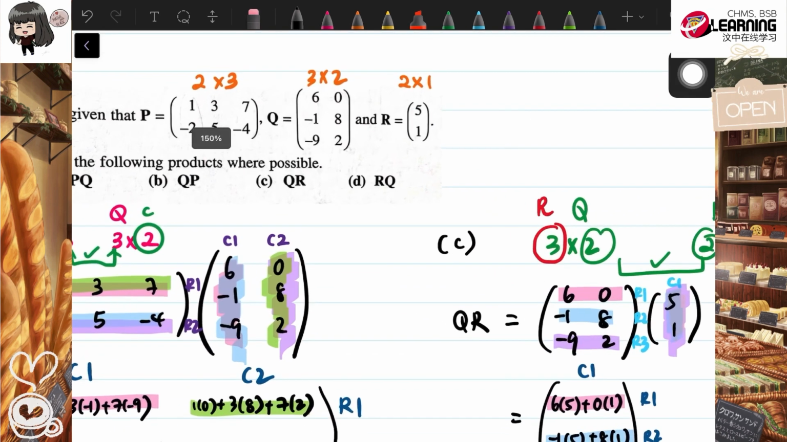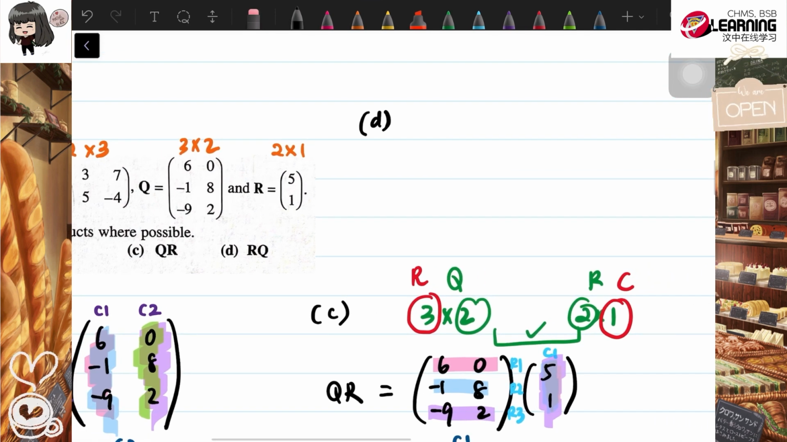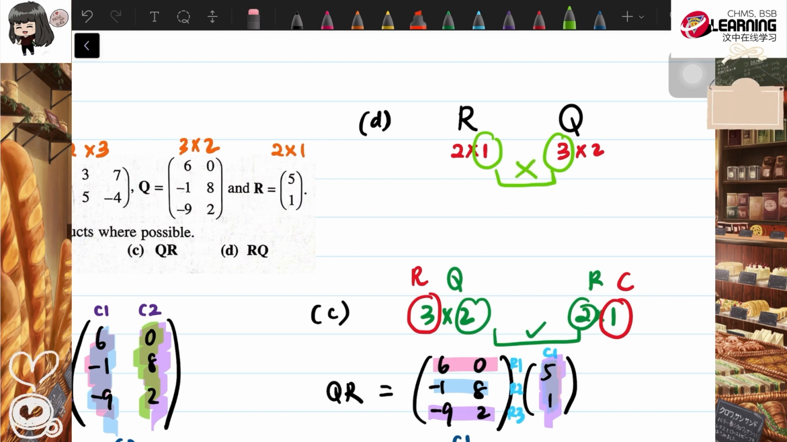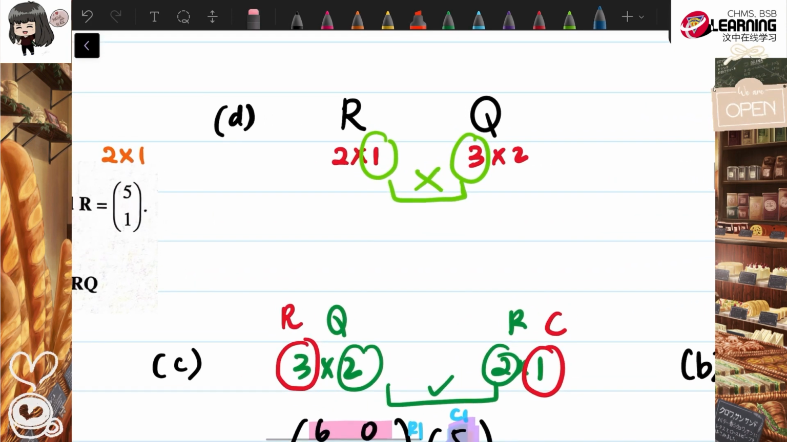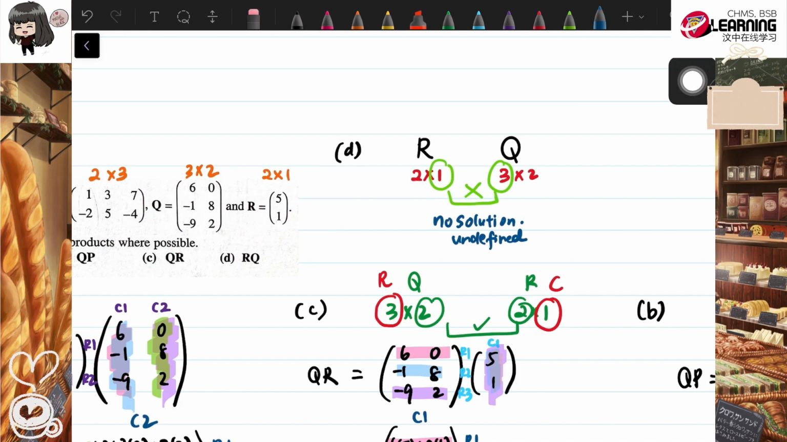Okay, now let's look at D. Okay, D, no space, I put here, D. So R times Q, matrix R times matrix Q. Okay, matrix R is 2 by 1, and your matrix Q is 3 by 2. Okay, these two are not the same, right? 1 by 3, not the same. If not the same, it means this one cannot be multiplied. You don't need to copy the question anymore because you don't need to multiply at all. Okay, so this one has no solution. No solution, because it's undefined. So that is not possible for you to multiply.